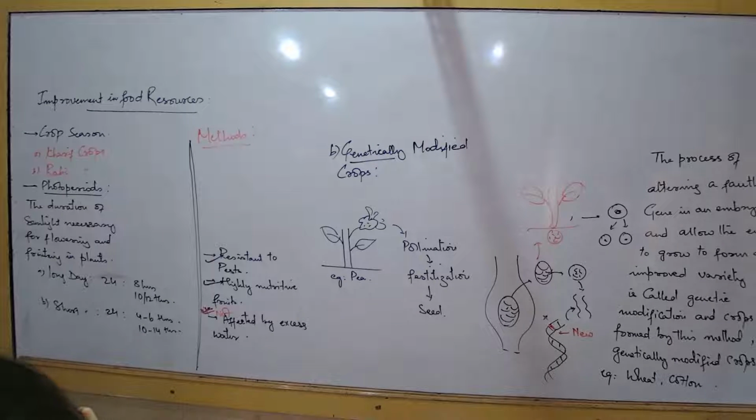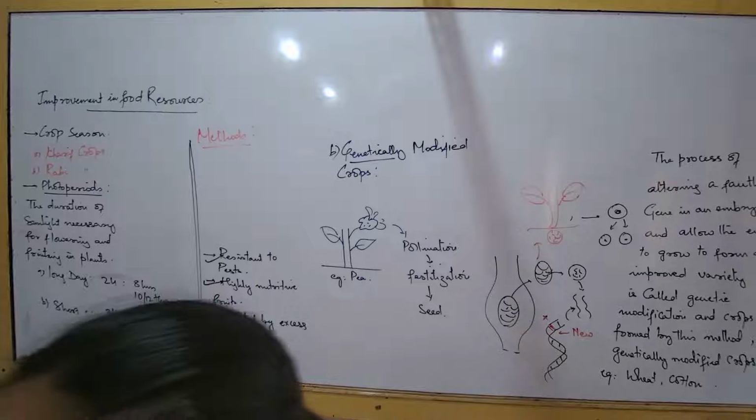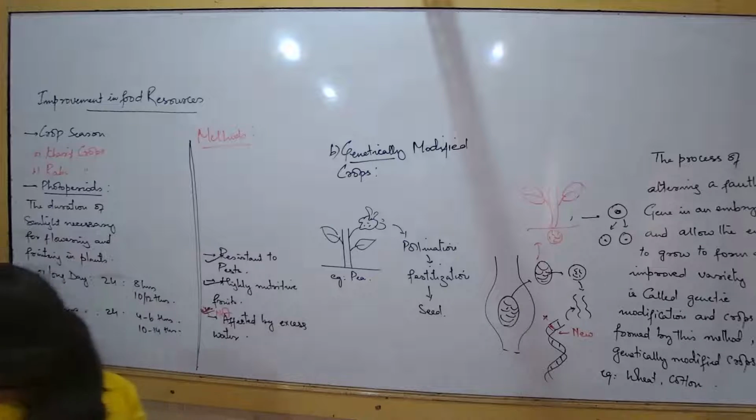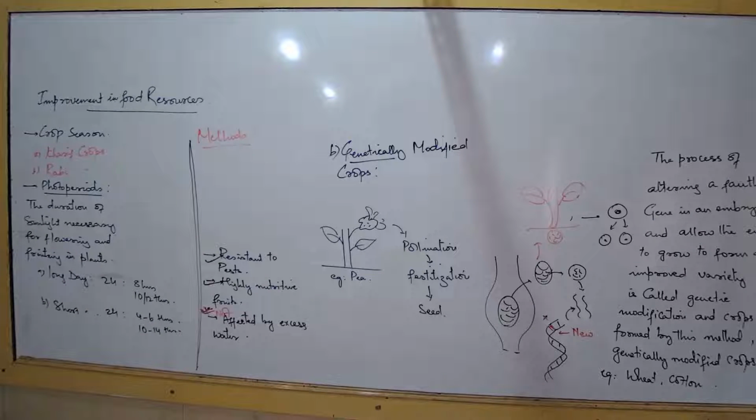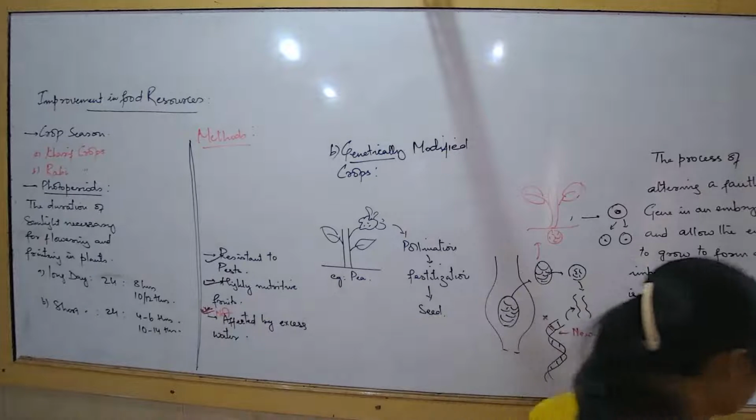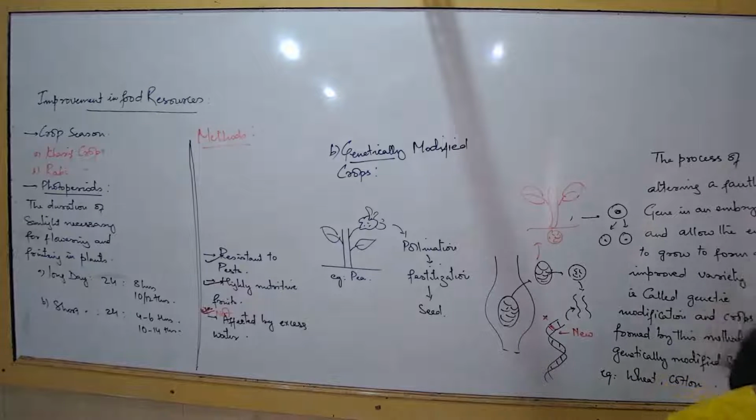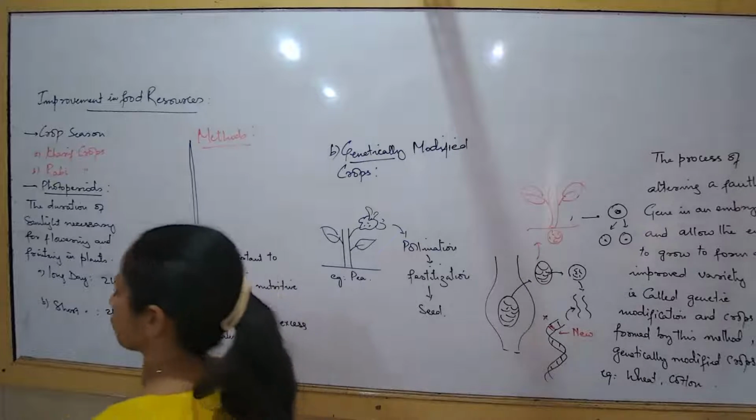Look, the first point, hybridization. Under that column you write: in this method, cells of two or more plants are fused to obtain an improved variety of plant.